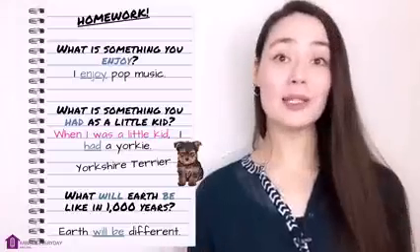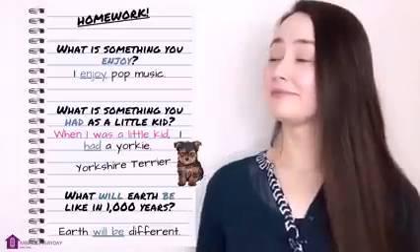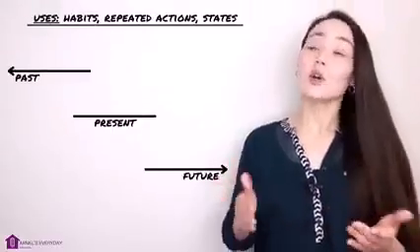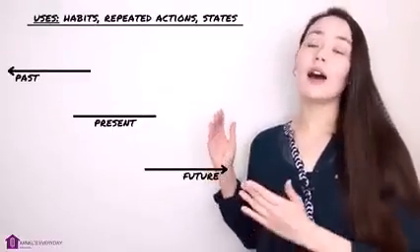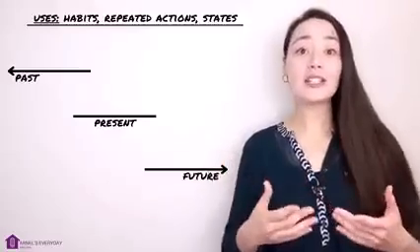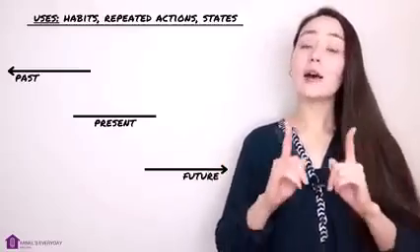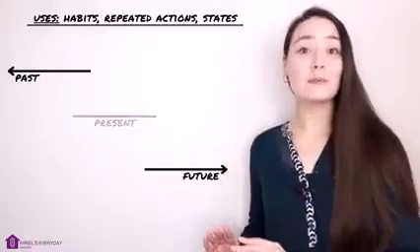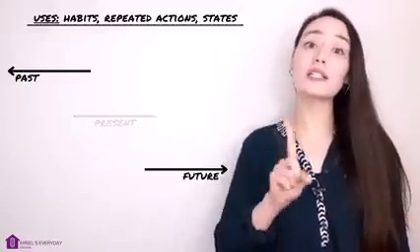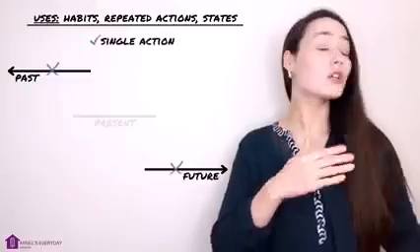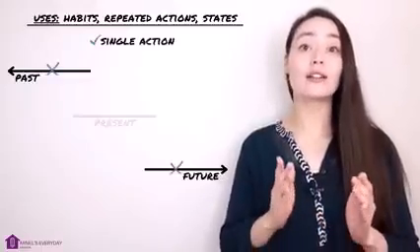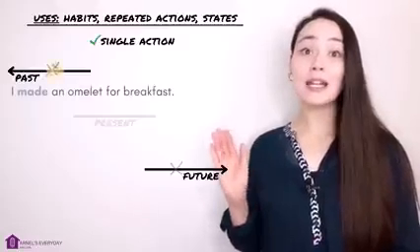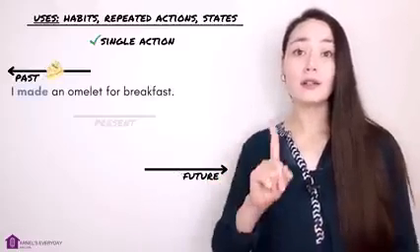Are we done with the simple tenses? Not yet. It's clear we use all three of these tenses again for repeated actions, habits, and states. But the past simple and the future simple can also be used for single actions, not repeated actions, not states. I made an omelette for breakfast. One action.